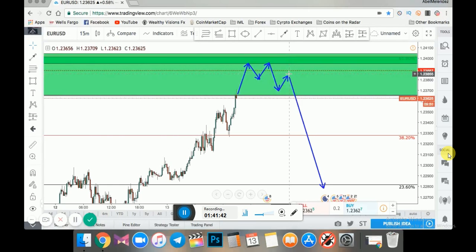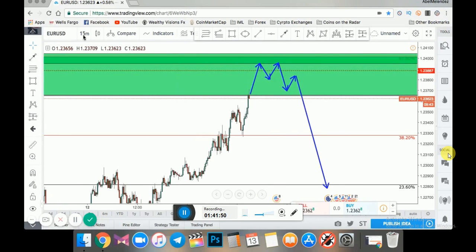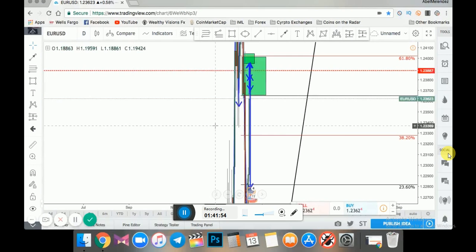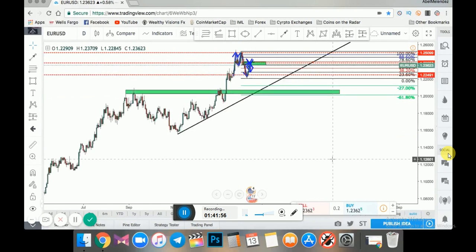Stop losses could go right above these highs right here, like 20 pips above the highs. And that's it. Take your trade. That's simple, all right? Not complicated, guys. Trading is super simple. People just like to overcomplicate it for no reason.